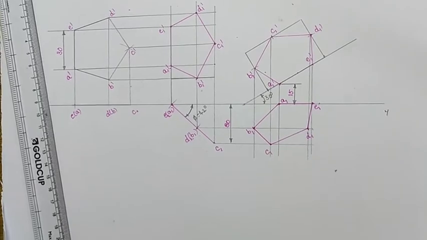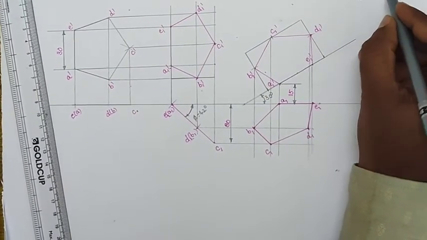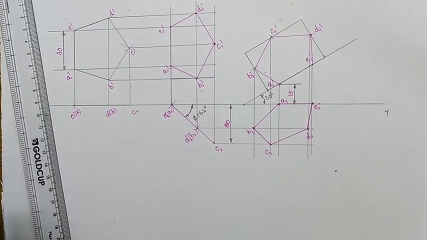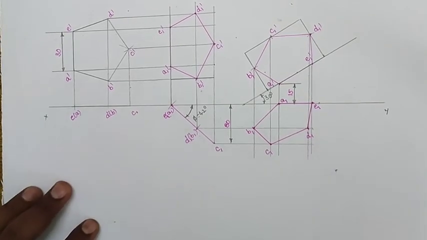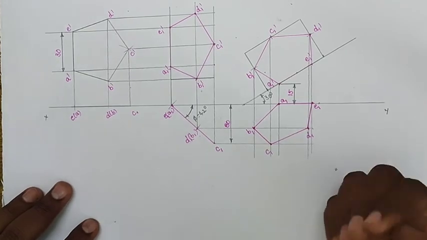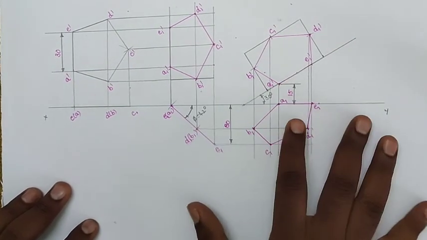This is our required diagram. They are asking to find the inclination with respect to the VP. So that is equal to 40 degrees or 42 degrees. This is about the plane surface inclined to both planes. So when an element of the surface is in the VP, we will draw the projections like that.